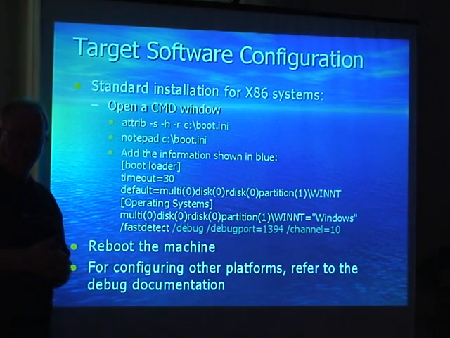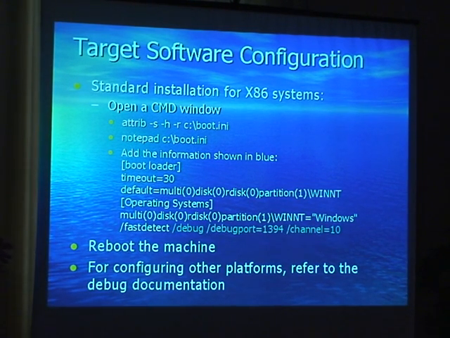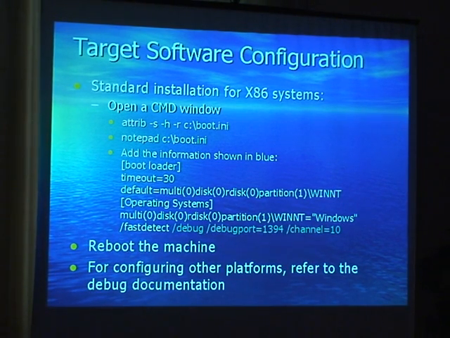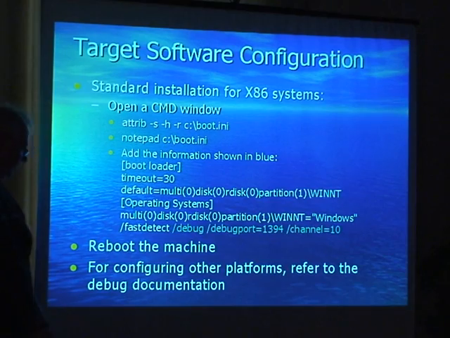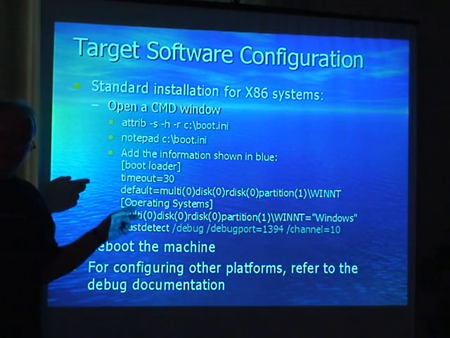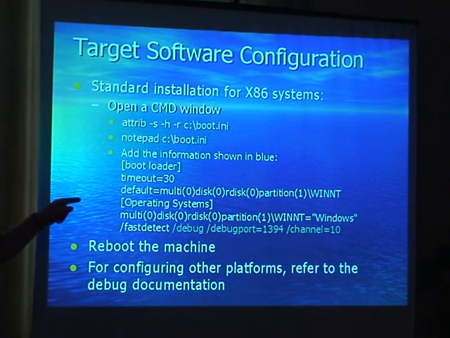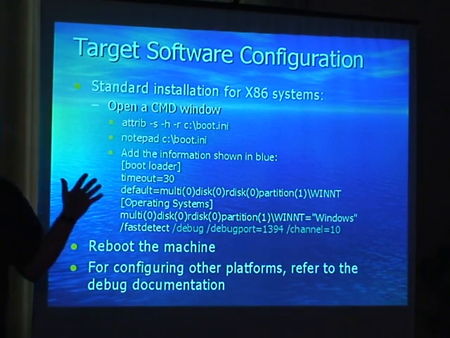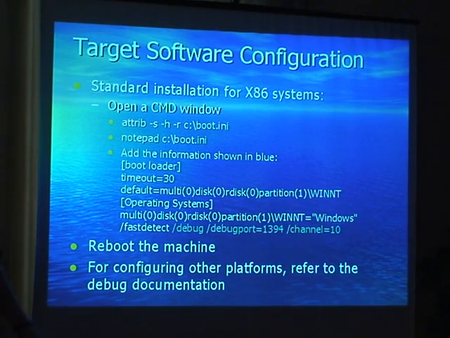So to set up your target machine, you have to set it up to basically dual boot, so that you can boot into debug mode if you need to, or when you want to do that. And so the steps, of course, you have to open up a command window, and to get to the boot INI file, you have to turn off the hidden attribute so you can get to it and edit it. And then you have to add this line down here, the /debug port equals, and in this case, because we're using FireWire, it's 1394, and then you have to set up a channel. I use channel 10, but you can use any channel, I think, from 1 to 99. Then you have to reboot your machine.